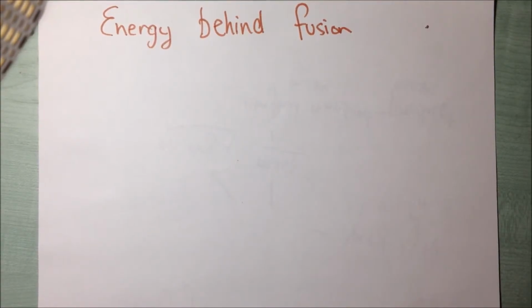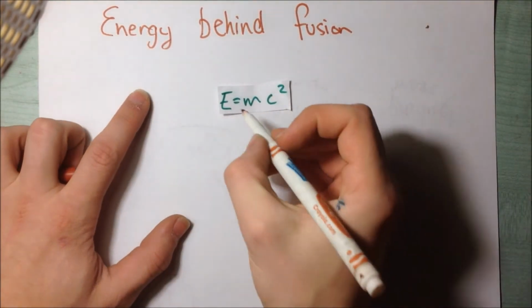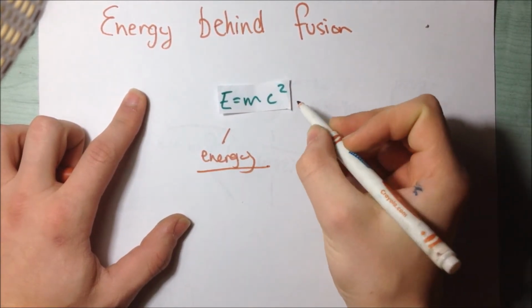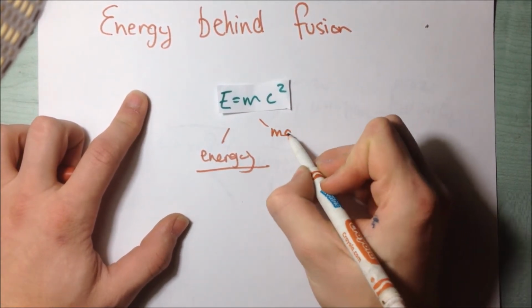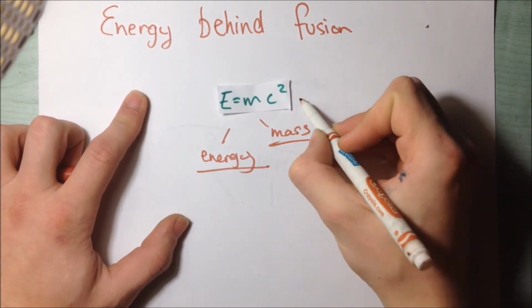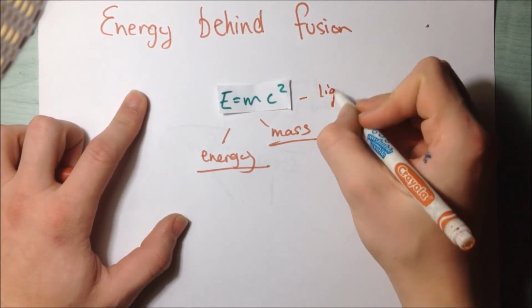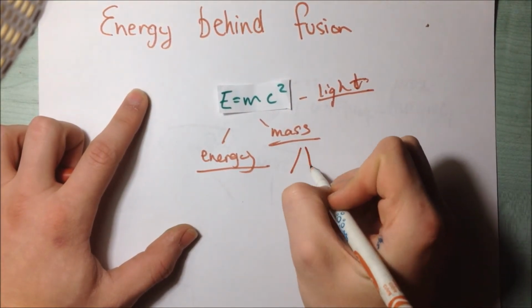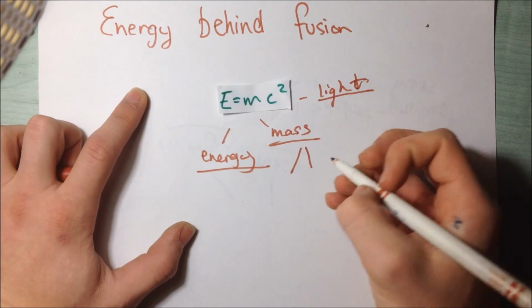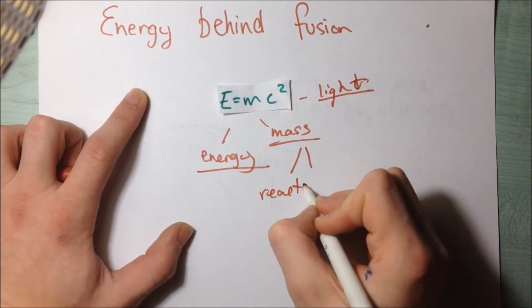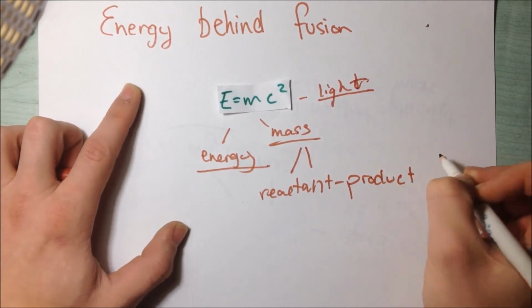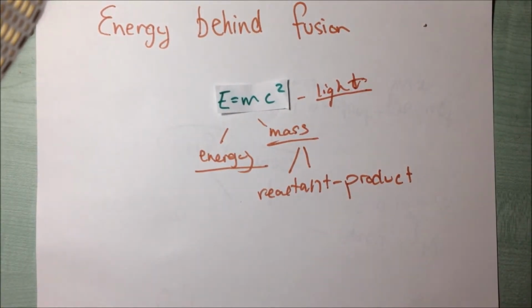Behind fusion, we all know the formula E is equal to mc squared, created by Einstein. E here is equal to energy. Energy is equal to m, which stands for mass, times c, which stands for the speed of light. But c is squared. Now mass in this equation is equal to the reactant mass minus the product mass.